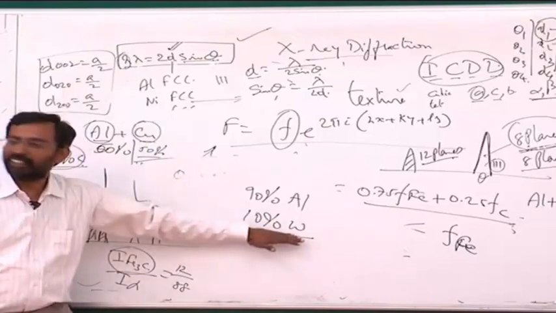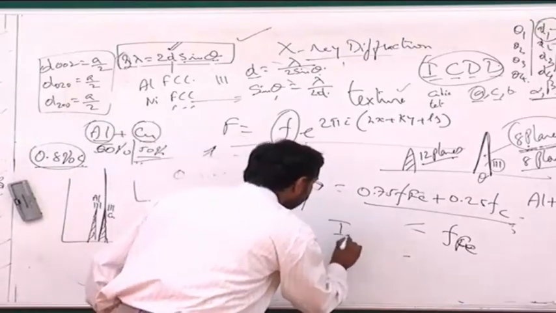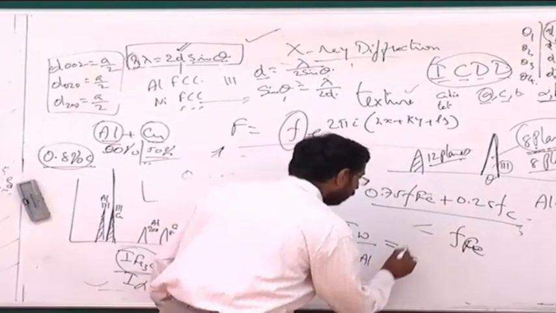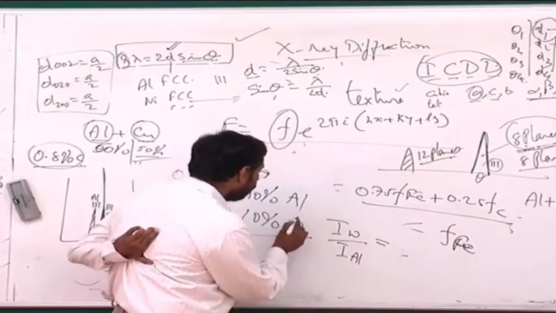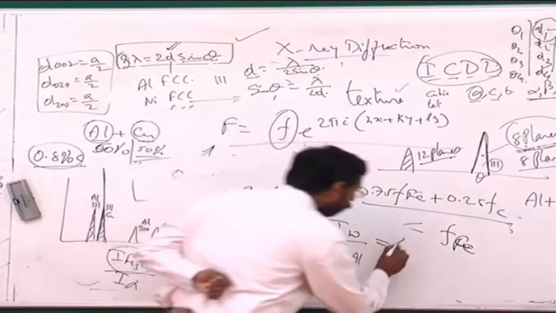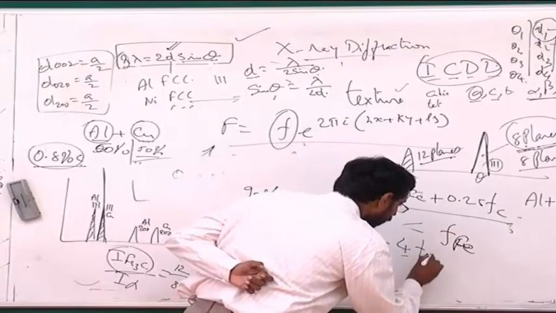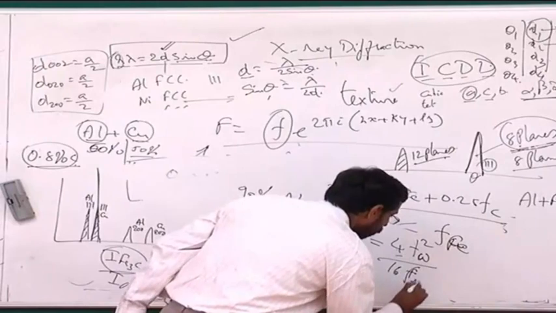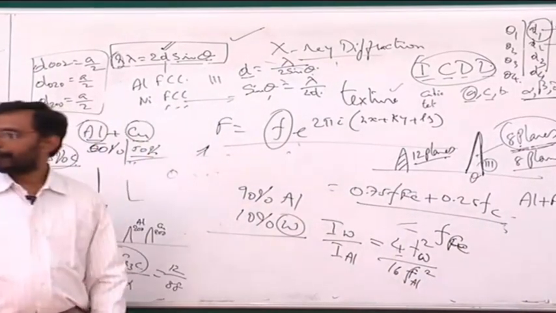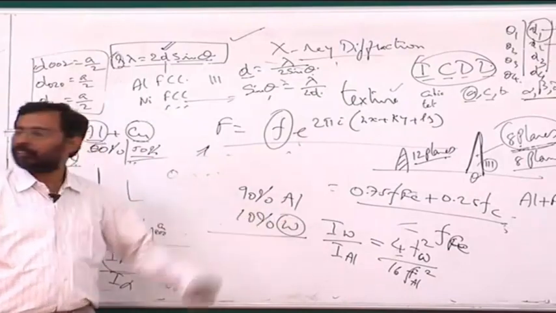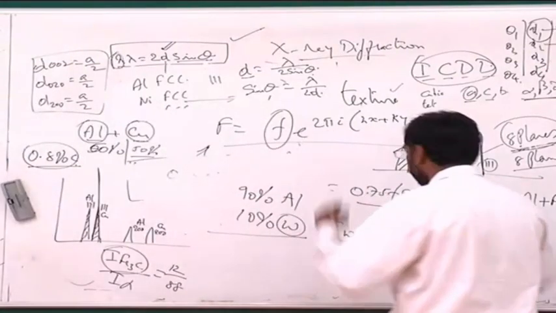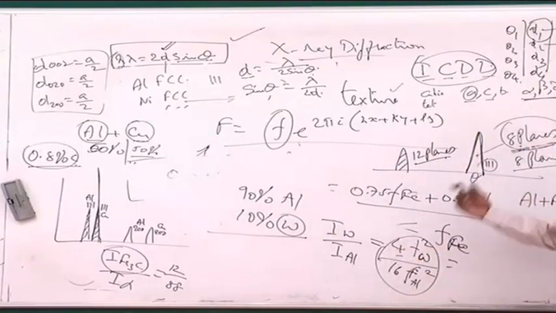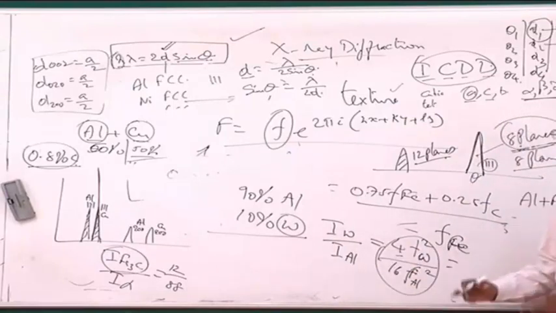The reason is this. If I take the ratio of I of tungsten divided by I of aluminum, it is nothing but the ratio of squares. For example, tungsten is BCC, so 4F square of tungsten divided by 16F square of aluminum. That is how it is. One is BCC, one is FCC. So if I look at this tungsten, whatever the atomic number, you will find that this ratio possibly could be larger than 1, and even much larger than 1.